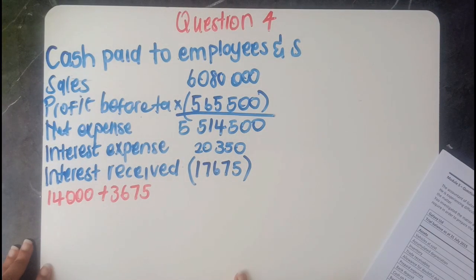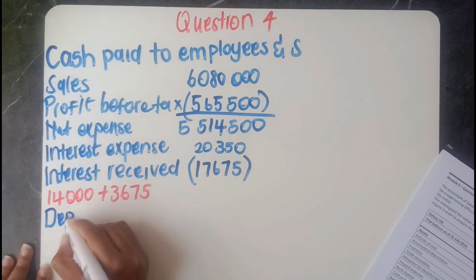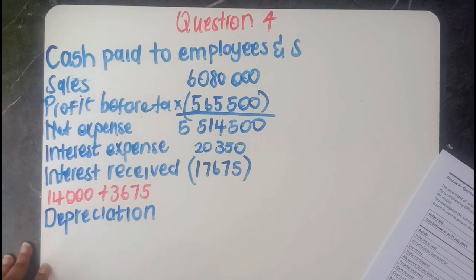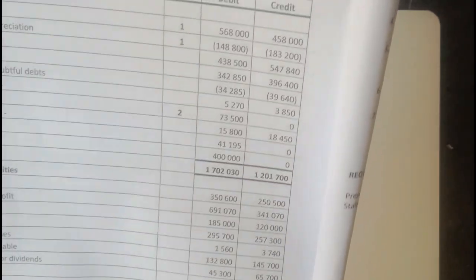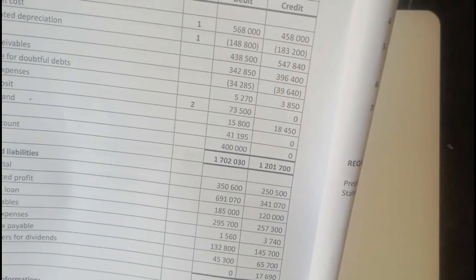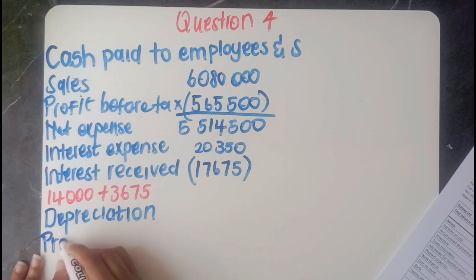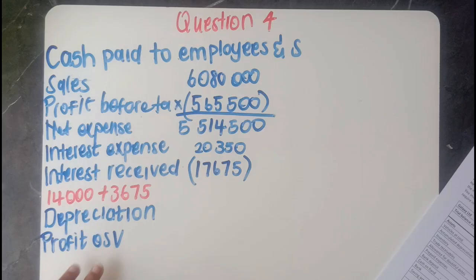Now let's move on to the next part, which is non-cash items. So obviously we're going to have depreciation like always. This depreciation in this question was a bit tricky, but we'll deal with it. Depreciation, right? So let's go to additional information 1. A vehicle with a gross carrying amount of 250,000 and accumulated depreciation of 12,500 was sold with a profit of 30,000. So let's add the 30,000. So we'll have profit on sale of vehicle at 30,000.